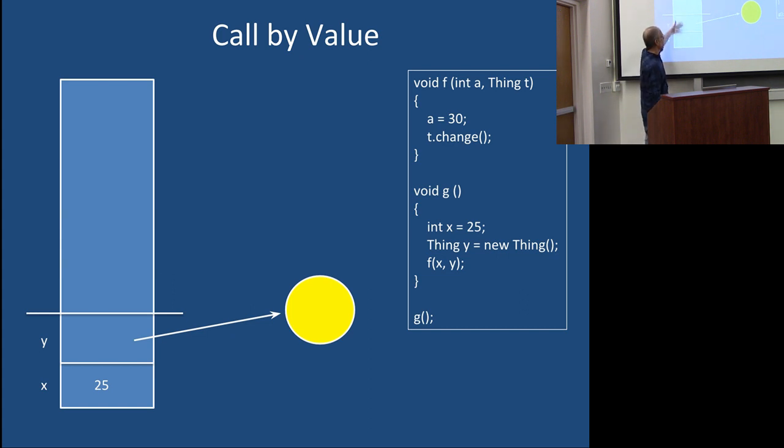So from the point of view of g, did x change? No. Did y change? It's the same reference, so y didn't really change, but the thing it refers to changed. The object became yellow. But these two things contain the same thing they did before. 25 in binary, and whatever address was stored there is stored there still. But it refers to a modified object. So that's what's happening when you get method calls. That's what happens behind the scenes.